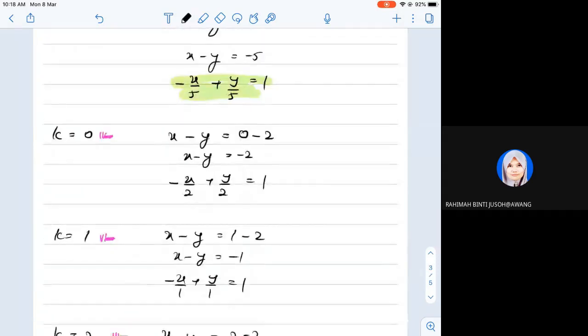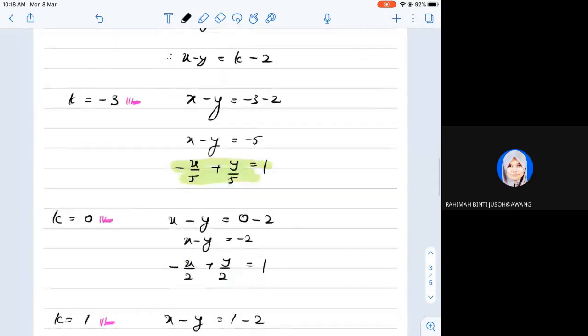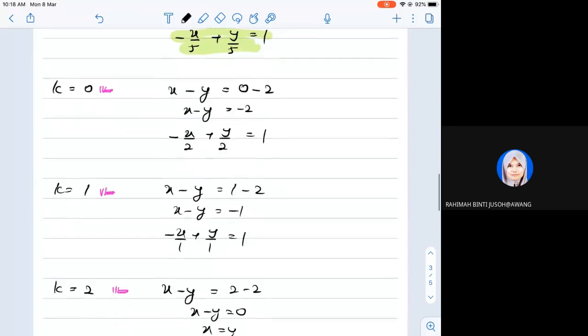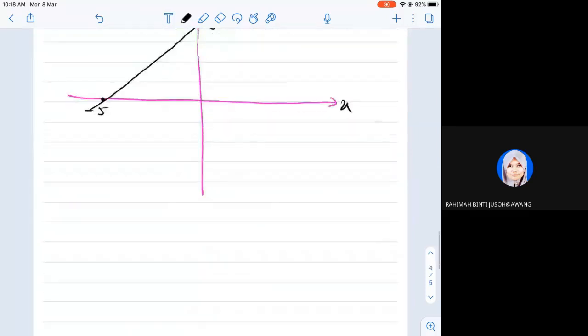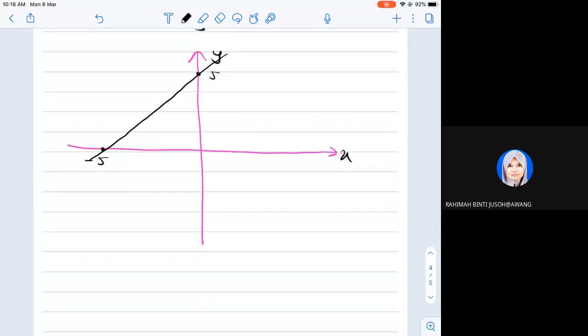And then when k equals to negative 3 dah, if k equals to 0, we have negative 2 and 2. So negative 2 and 2, let's say here negative 2 and here is 2. So you sambungkan lagi.